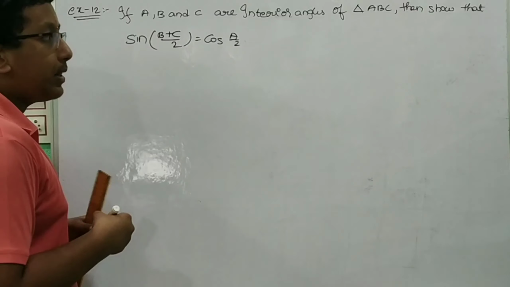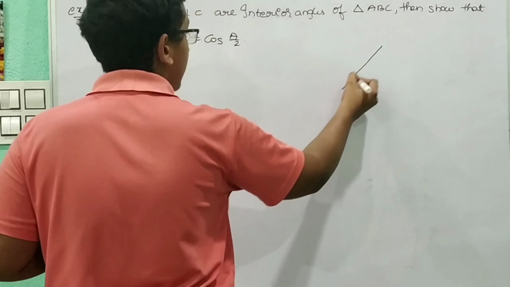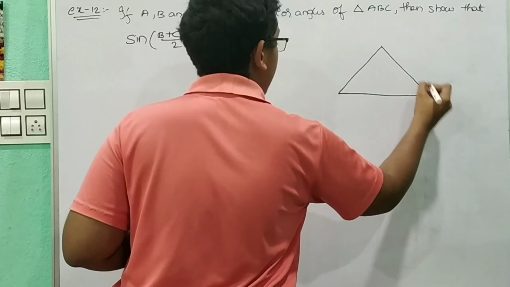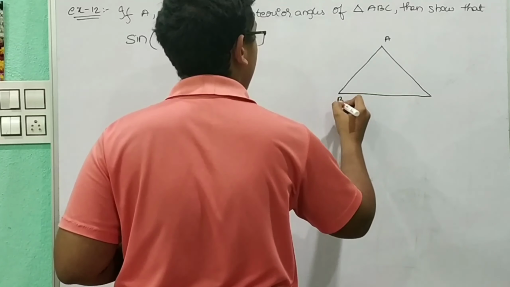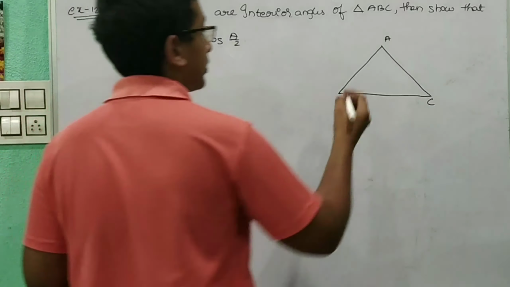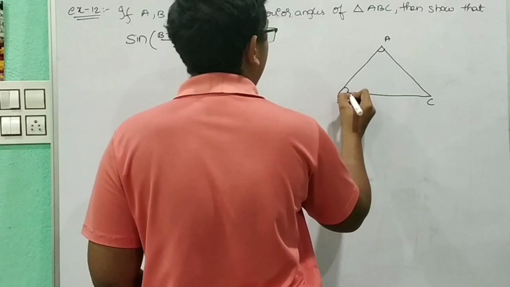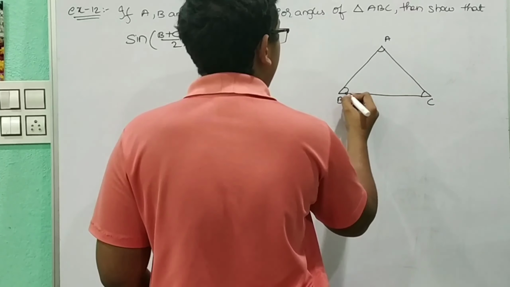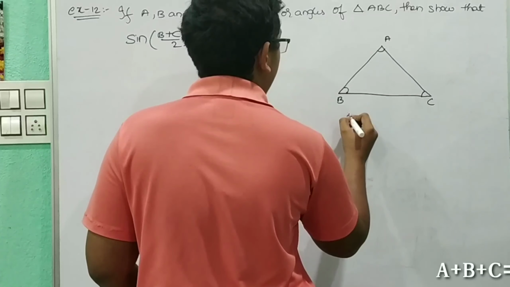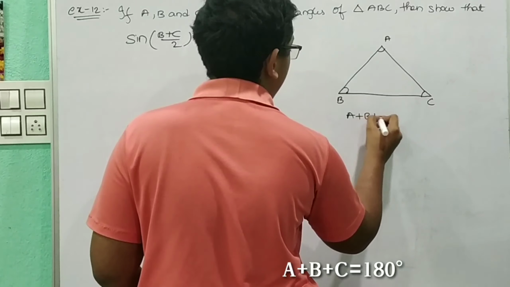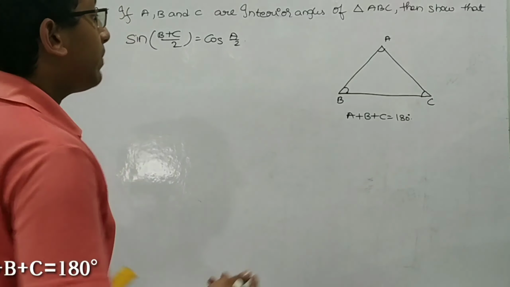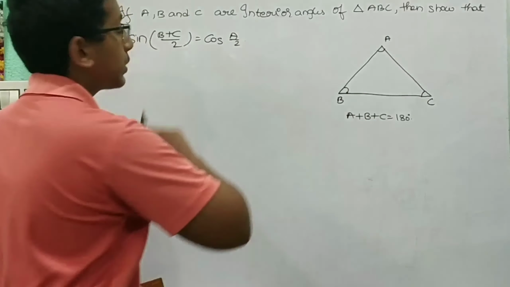First of all, draw the triangle ABC. They are saying that A, B, C are interior angles, so this is angle A, this is angle B, this is angle C. We know that in a triangle, the angle sum property is A plus B plus C equals 180 degrees, isn't it? Now, by using this angle sum property, you should solve this question.